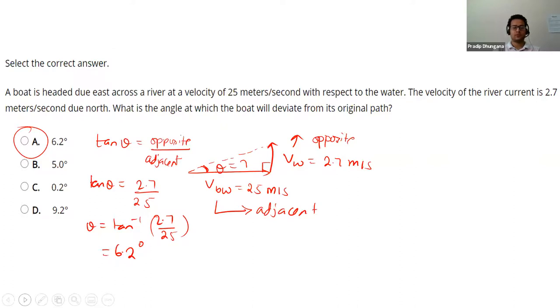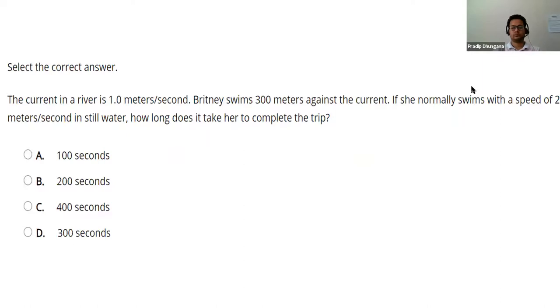Now let's go to the next question. The question is, the current in a river is 1 meter per second. Brittany swims 300 meters against the current. If she normally swims with a speed of 2 meters per second in still water, how long does it take her to complete the trip?